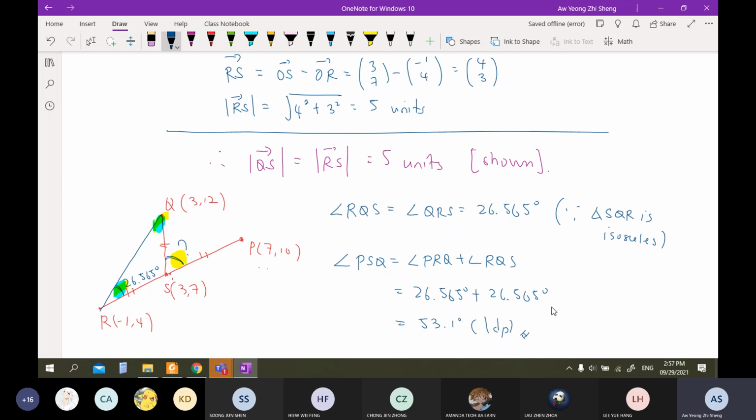So this is the way to do it using your previous results. If you use the usual method of getting cos of PSQ using the dot product, of course you can also do that, because this question allows otherwise.